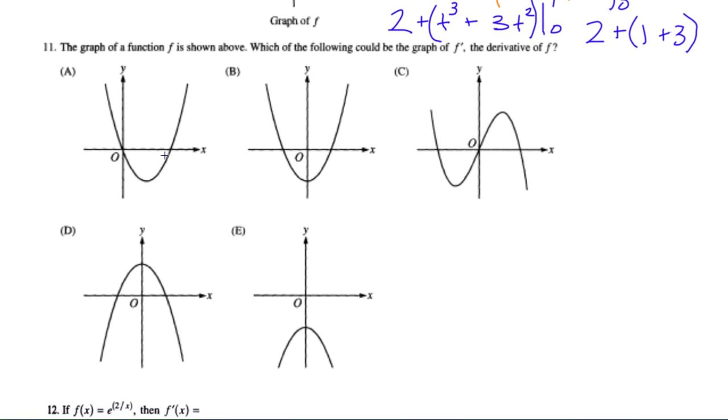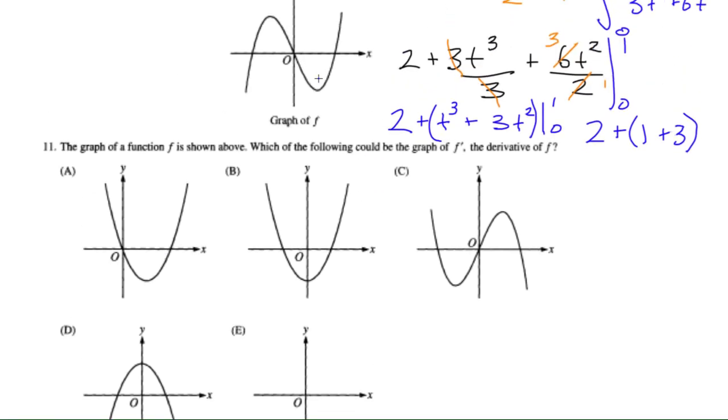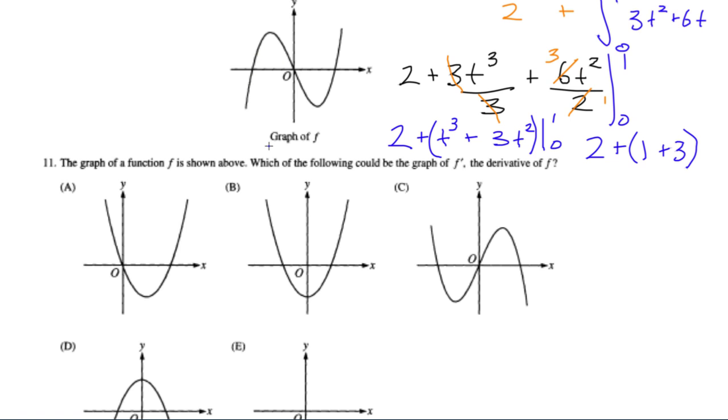Number 11. The graph of a function f is shown above. Which of the following could be a graph of f prime? All right, so this is a graph of f. So the slope on a graph of f is equal to what on a graph of f prime? Rochelle? What? The slope on the graph of f is equal to what on the graph of f prime?